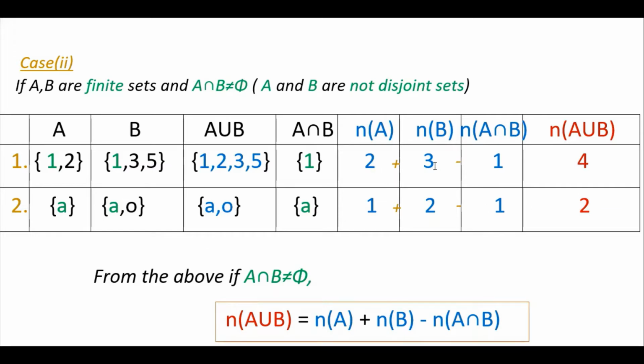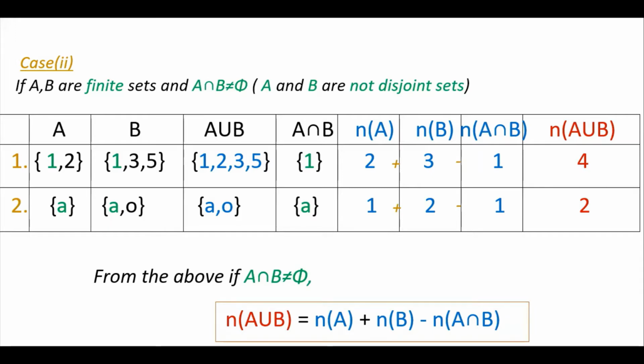If you observe, 2 plus 3 minus 1, 5 minus 1, that is 4, and 1 plus 2 minus 1 that is 2, 3 minus 1 that is 2. So if A intersection B is not equal to an empty set, then n(A union B) is equal to n(A) plus n(B) minus n(A intersection B).